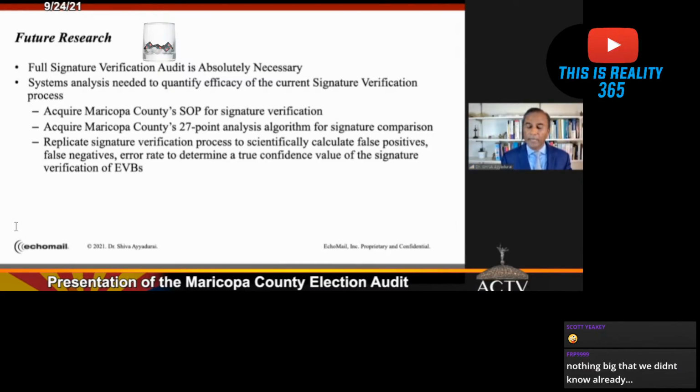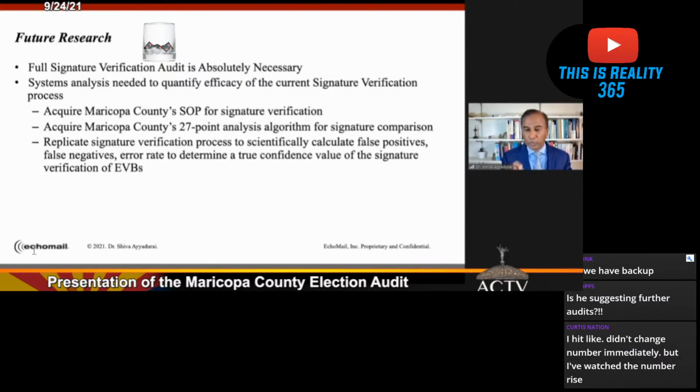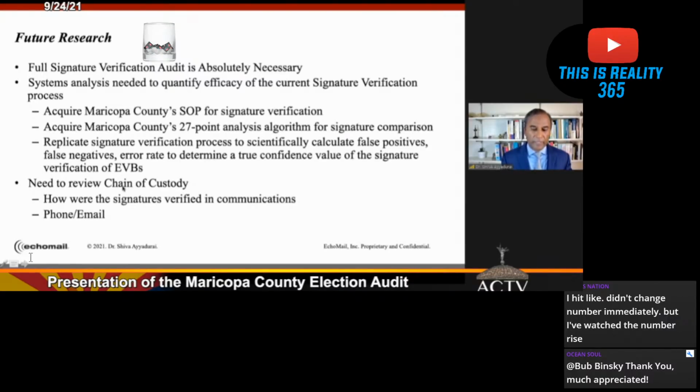What I mean by this is this would be a profound opportunity for improving US election processes because this has not been done. You read literature on the left or the right, everyone complains that the signature verification process has significant issues. We have an opportunity right now with this data to do a 27-point analysis and really come up with an actual rate, which would give us a scientific metric of the confidence value of the entire EVB system. And finally, we need to review the chain of custody.